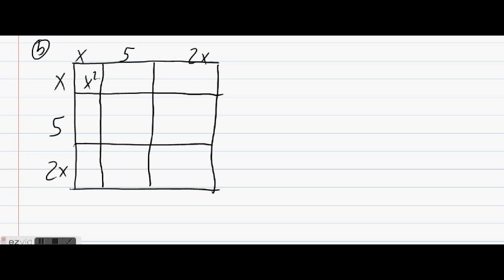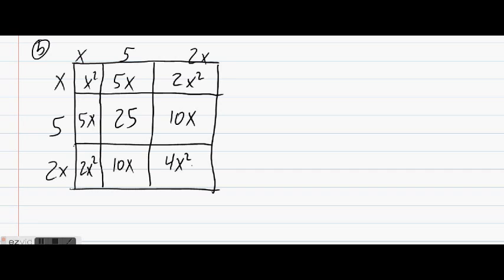Alright, so hopefully you had some success. So there's x squared. There's 5x. X times 2x, 2x squared. 5 times x, 5x. 5 times 5, 25. 5 times 2x, 10x. 2x times x, 2x squared. 2x times 5, 10x. And then 2x times 2x, 4x squared. So we'd have to put it all together.